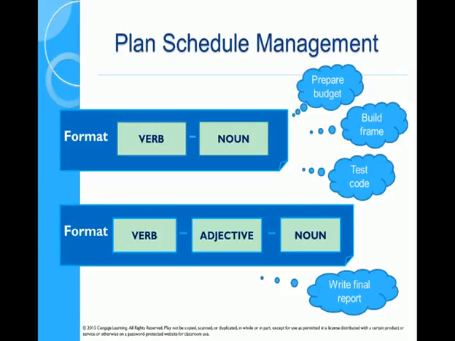So for an activity, the format is verb, noun: build fence, prepare budget. I think Trevor would have taken you through this in the labs. Or it could be write final report, build wooden fence, something with an adjective.